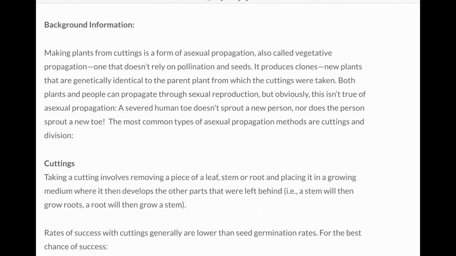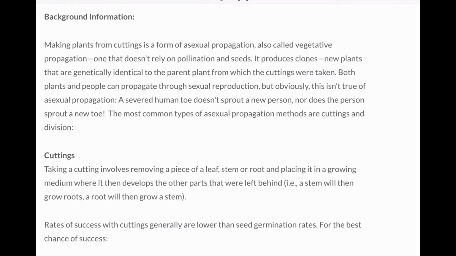So background information that we need to know is making plants from cuttings is a form of asexual propagation, also called vegetative propagation, one that doesn't rely on pollination and seeds. It produces clones, new plants that are genetically identical to the parent plant from which the cuttings were taken. Both plants and people can propagate through reproduction, but obviously this isn't true of asexual propagation. A severed human toe doesn't sprout a new person, nor does the person sprout a new toe.